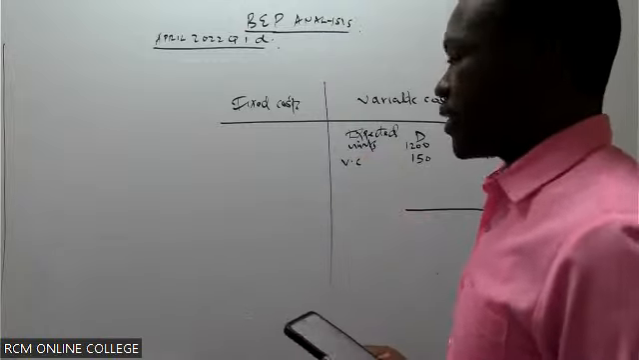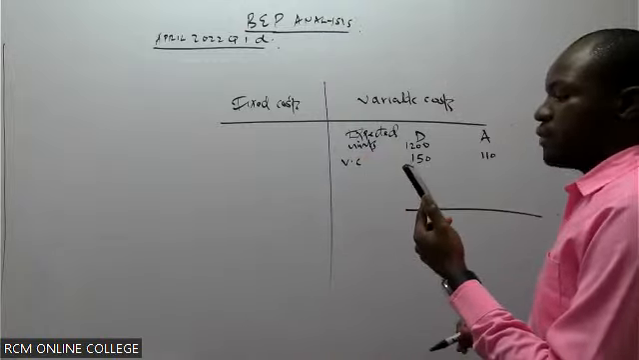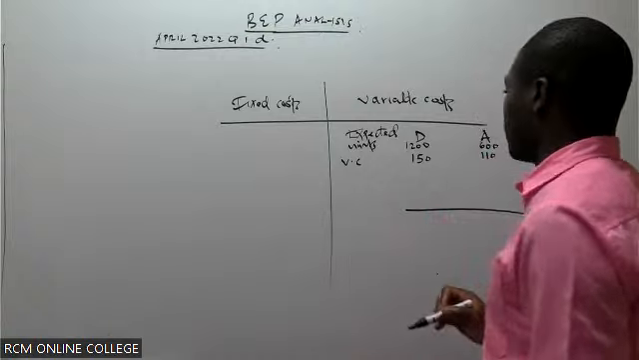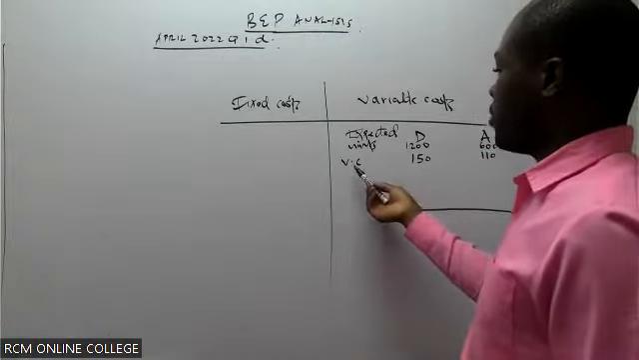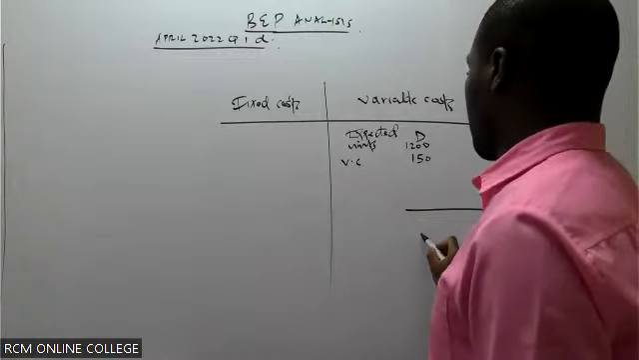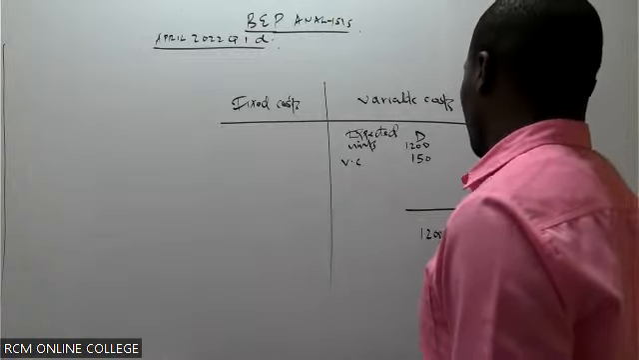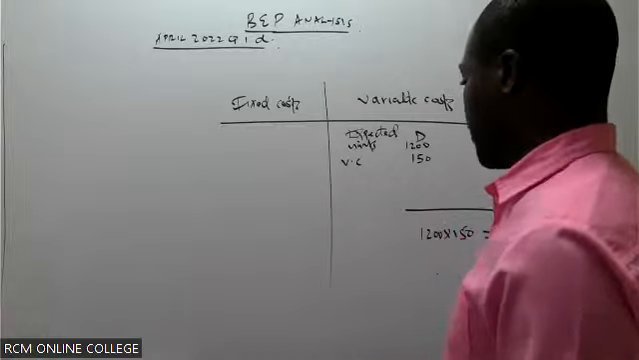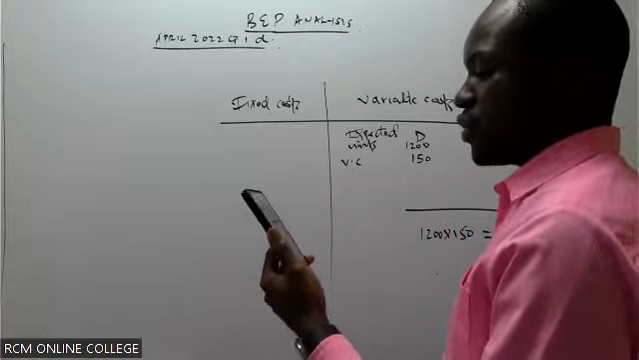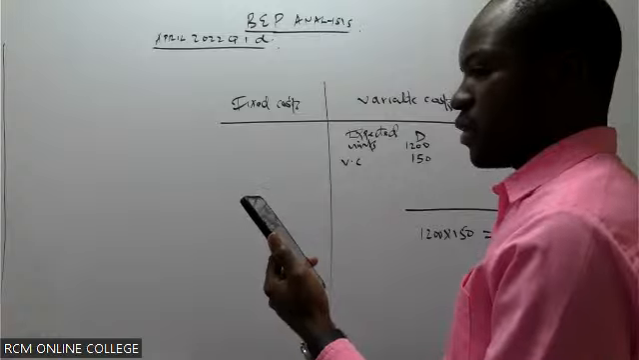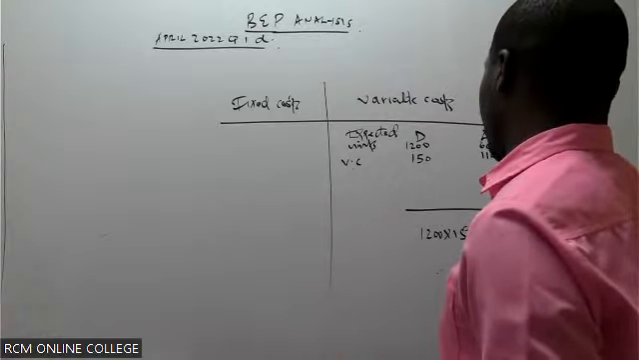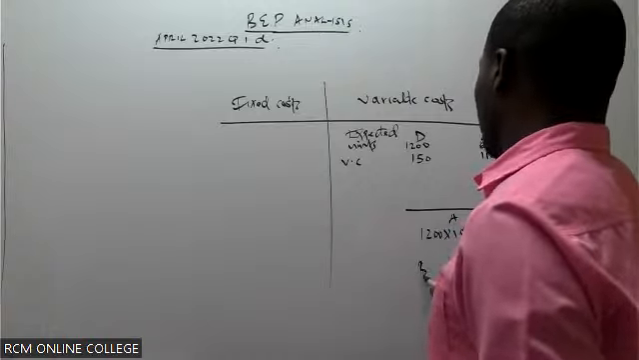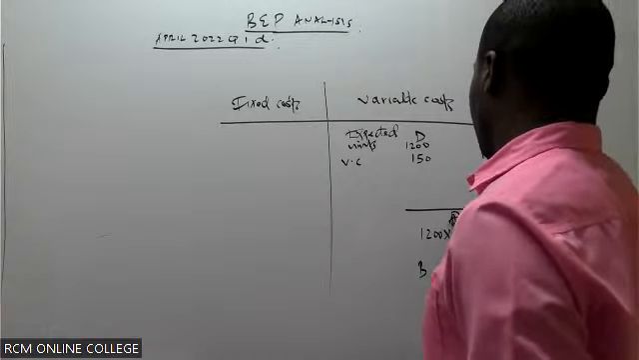Expected units. So we have 1,200 for A, and then we have 600 for B. So once you have your variable costs, can you try to take 1,200 to multiply by 150? You should be able to arrive at a figure that will be giving you the total variable cost. So if you do this, what will you have for A? What will you have for A?